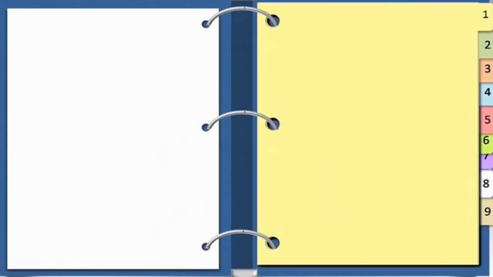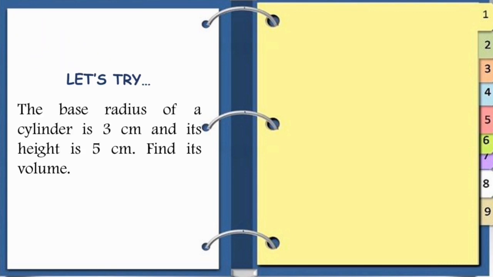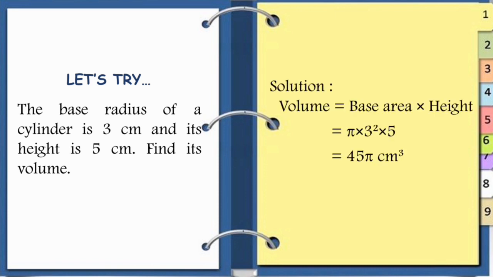Now, can we do some practice problems? The base radius of a cylinder is 3 cm and its height is 5 cm. Find its volume. We know the volume of a cylinder is a product of its base area and height. Here, the radius is 3 cm and the height is 5 cm. So, volume is equal to base area into height, which is equal to pi into 3 square into 5, which is equal to 45 pi centimeter cube.